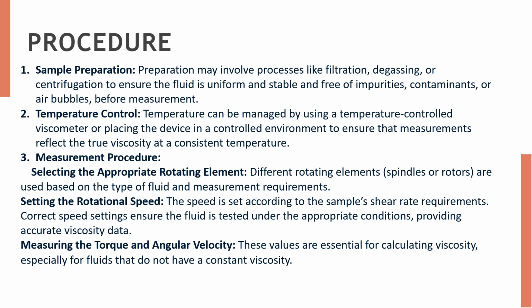Next, we have to measure the torque and angular velocity. These values are essential for calculating viscosity, especially for fluids that do not have a constant viscosity. If we use an advanced rotational viscometer, we can directly get these values, meaning these values are directly displayed on the user interface. But if you use the traditional viscometers which have a dial in them, then we have to do calculations manually.